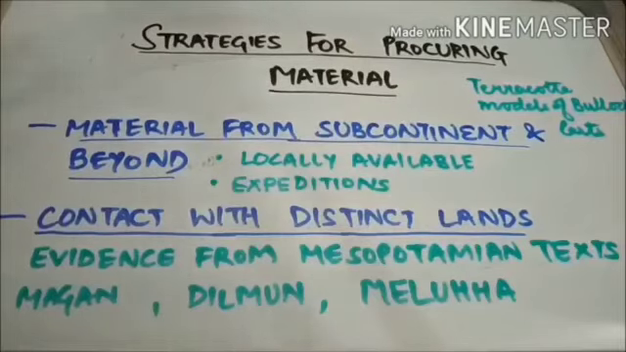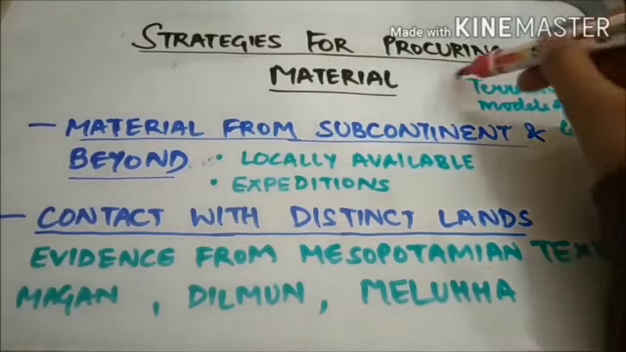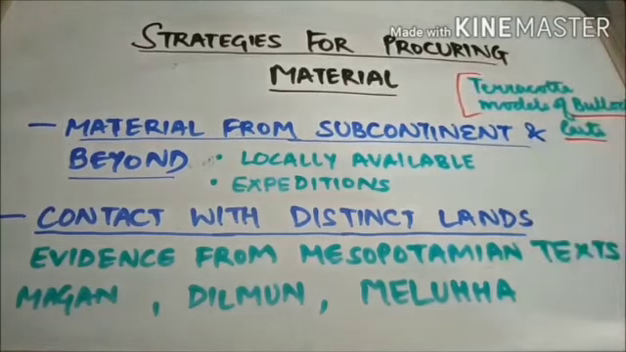Okay, so coming on to the next topic, which is strategies for procuring material. We've seen that craft production was undertaken in the civilization. For this, a variety of material was required. तब ये material आता कहाँ से था? कुछ material तो locally available होता था, but there were certain things which were procured from other countries or areas. So there were terracotta models of bullock carts, which suggest that bullock carts were used as a mode of transportation.